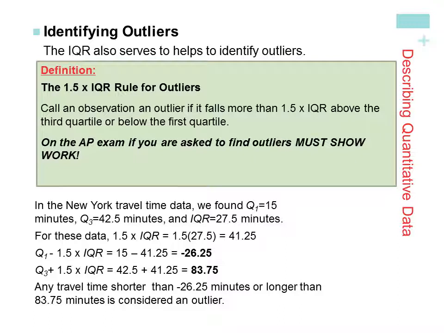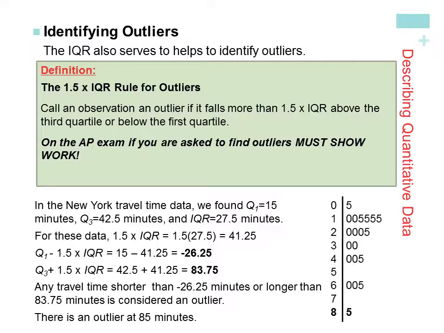If we look at our data, did we have an outlier? At 85, we did. If it said to interpret it, it would mean any travel time shorter than negative 26.25 minutes, which doesn't even make sense, or longer than 83.75 minutes is considered an outlier. The only outlier we had was that 85. He did pull our average up, making the commuting time look longer than it actually was.